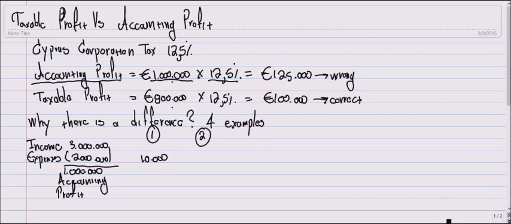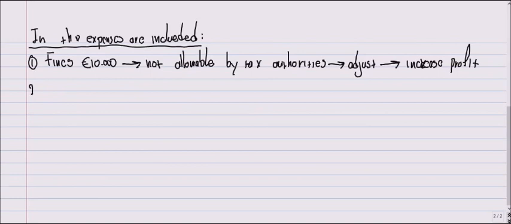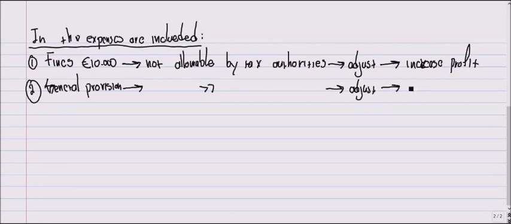Now, let's see example number 2. In the expenses are included some general provisions. This, of course, again, is not tax allowable by the tax authorities. Again, we need to adjust, and of course this will increase the profit. Let's assume that this is for the amount of 50,000, and let's put it in our example.